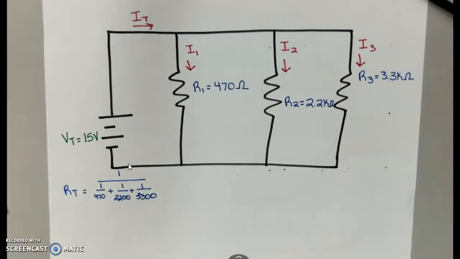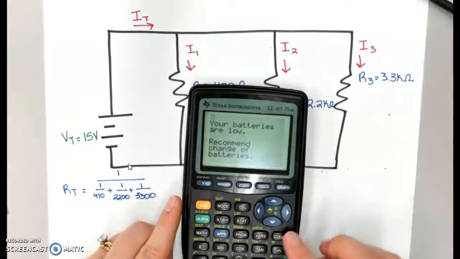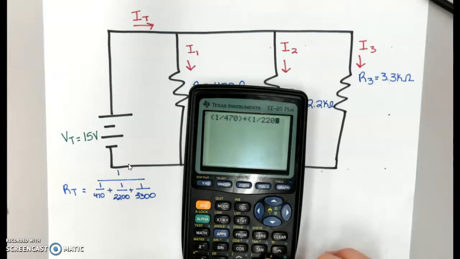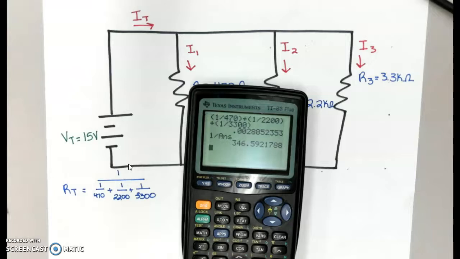So one way that you can do this is first add everything in the bottom. So 1 divided by 470 plus 1 divided by 2200 plus 1 divided by 3300. And then divide 1 by your answer, and that will give you your total resistance. So for this circuit, my total resistance is about 346.6 ohms.